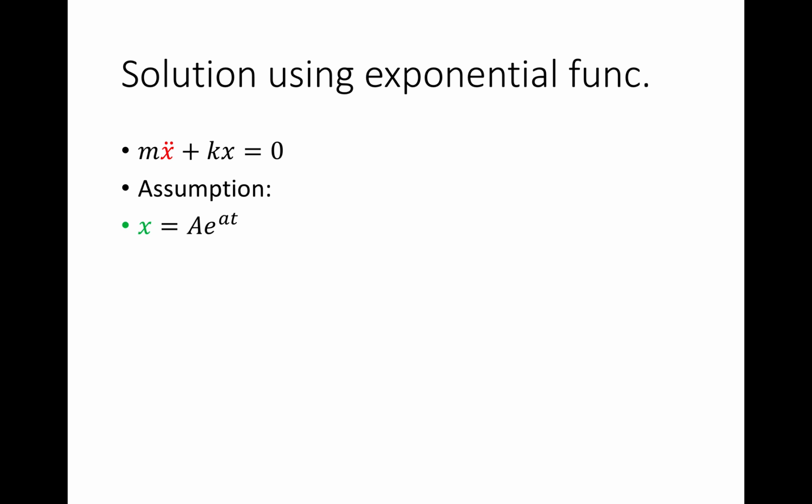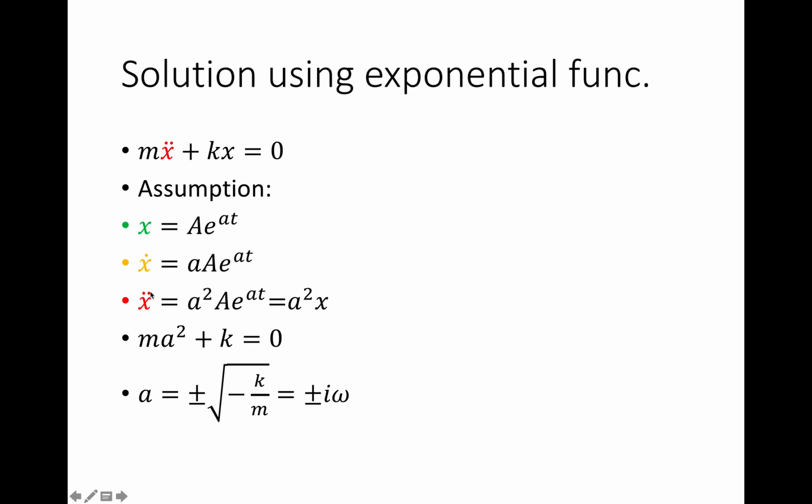So we can also do this in the exponential function. In that way, we can see that x becomes e to the a t, and likewise velocity and acceleration. The same thing happens: a squared multiplies x, which becomes x double dot. So to solve that, a squared will be plus or minus the square root of minus k over m, because this part will be moved to this side, and we get plus or minus i, the imaginary number square root of minus 1, times omega, because this part is omega.